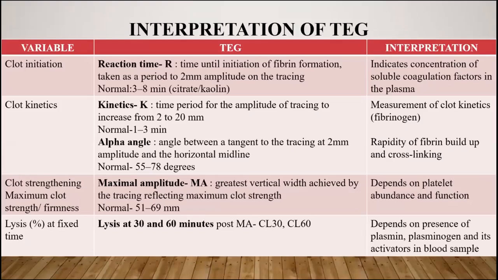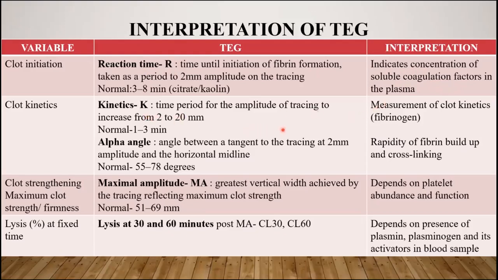For interpretation of TEG, one needs to know the clinical implications of these parameters, that is the R, K, alpha, MA, and the lysis 60 and 30. What is the clinical implication of these values? You need to know the normal values, only then can you interpret the abnormal values. And the interpretation is equally important. The R time indicates the concentration of the coagulation factors. So depending upon the R time, whether it is prolonged or reduced, you will get to know the status of the coagulation factors in the patient's blood.